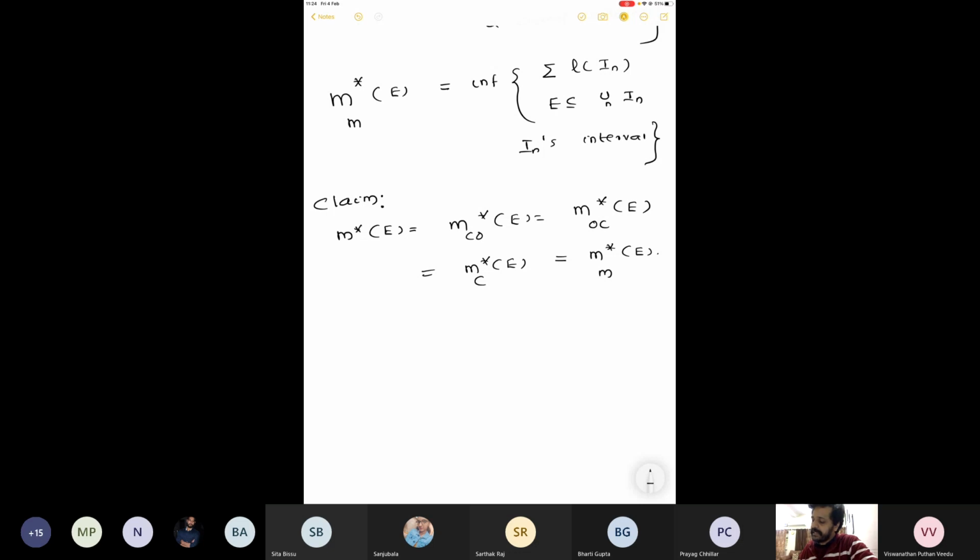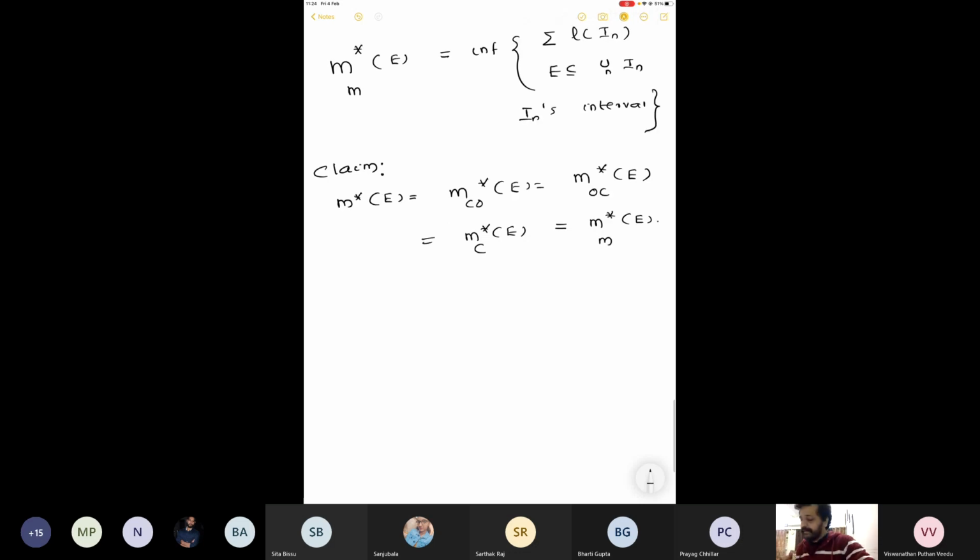What I will do is that I will try to prove, for instance, M star E, which was our original definition, to be equal to, let us say, MM star E, mixed. Okay. So mixed seems to involve different types. So let me try to prove, and you may try to copy the same argument for the others. M star E is equal to MM star E.